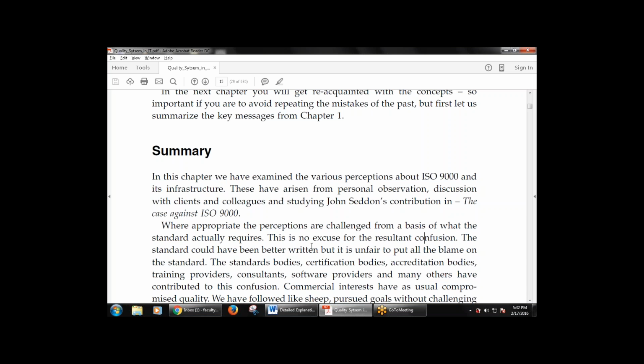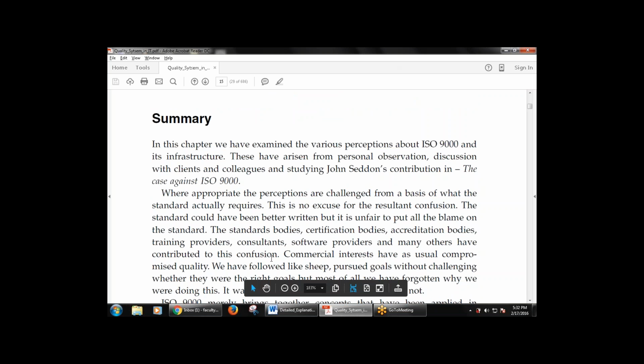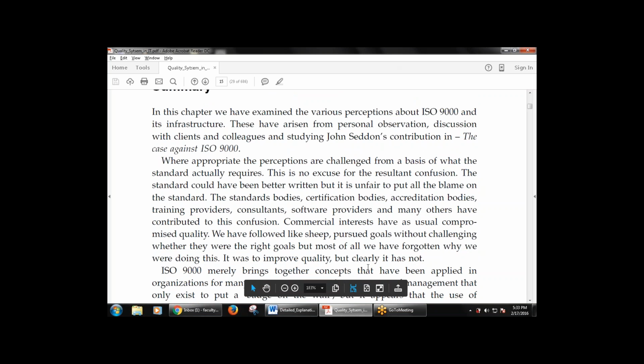The standard bodies, certification bodies, accreditation bodies, training providers, consultants, whatever the business or tool, all work with the ISO 9000 standards. Many others have contributed to this confusion, and commercial interests have unusually compromised quality. We followed like sheep, pursuing goals without challenging whether they are the right goals or not.